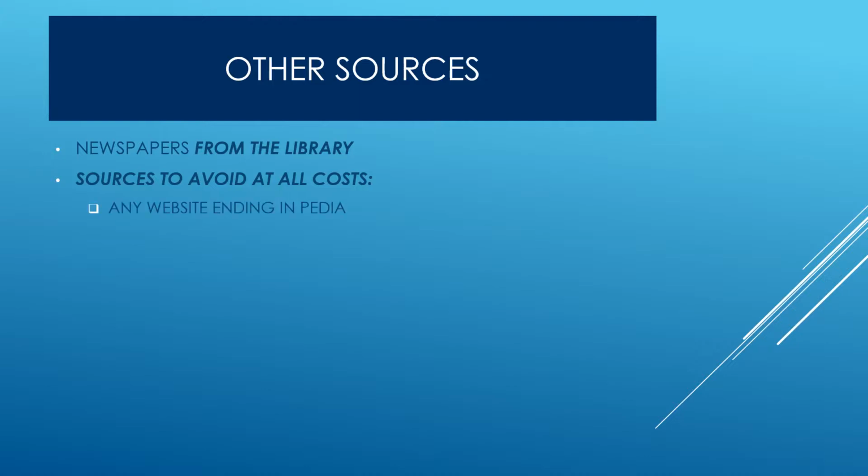Okay, some sources to avoid at all costs. Any website ending in pedia, like Wikipedia and Ballotpedia. I know they're quick and easy, but I would like you to avoid those sites and use the library. Get used to using the library. It is a very good resource for you, and using the library is part of the work we do as college students. It's a good resource for you, and they got librarians there to help you use it.